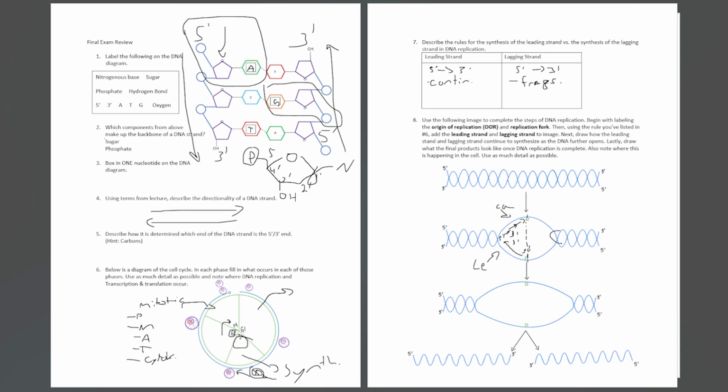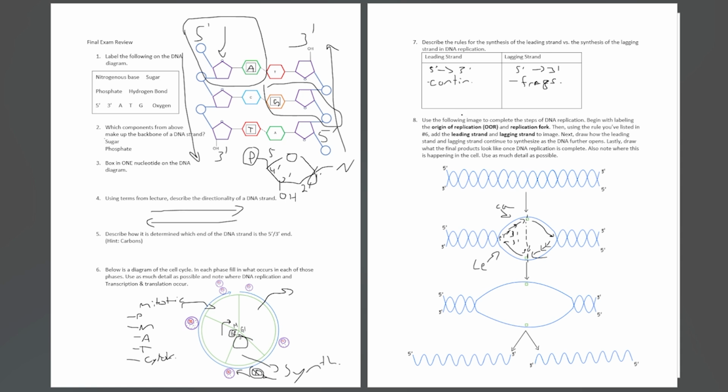By the way, this little space, as we're unzipping the DNA, is called the replication fork, right? Make sense? Good. All right, so we're going into the replication fork. Now this is the leading strand. And on this one, we're going away from it. So the leading strand has a continuous strand, and the lagging strand has fragments, right?